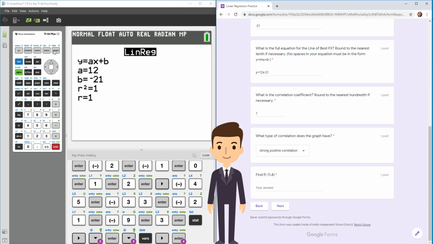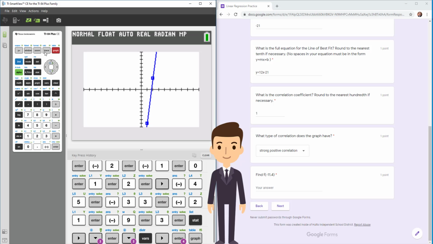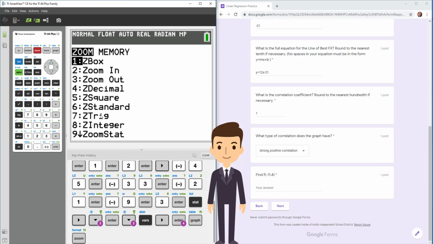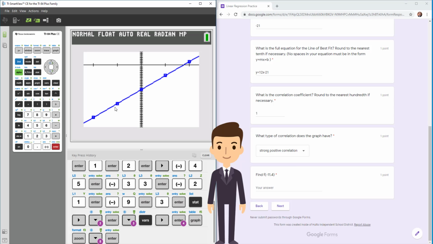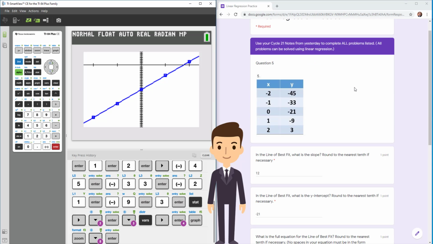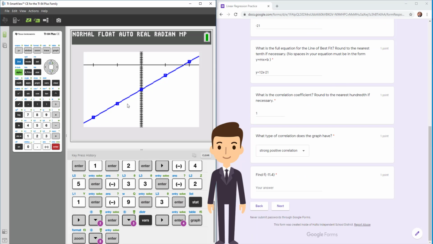So to find f of negative 11.4, I'm going to go to graph. I'm going to go to zoom. I like to see it with everything, so I'm going down to ZoomStat because I want to see all of the points that I plotted. As you can see, these are all the 5 points that I had in my chart, and I wanted to draw that line of best fit, and that line of best fit is a perfect match, which is what we should expect because we had a correlation value of 1. That means it literally goes through every single point perfectly. And now I want to find f of negative 11.4.